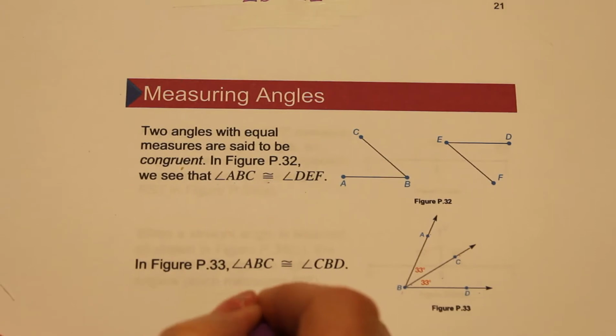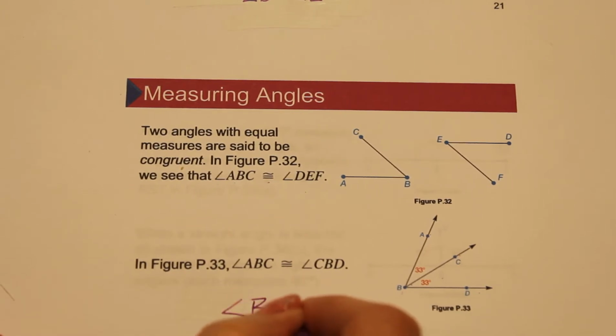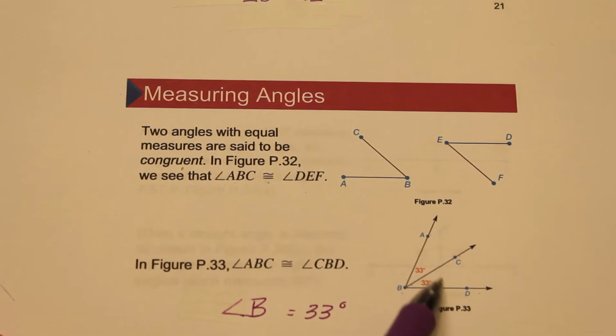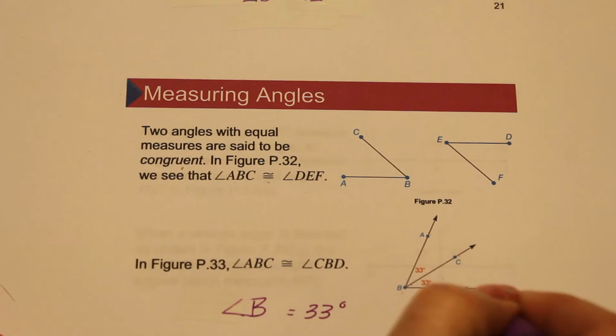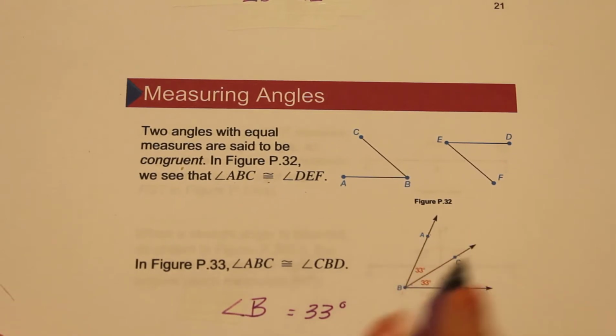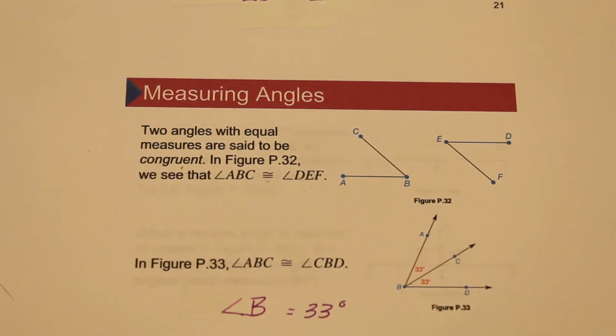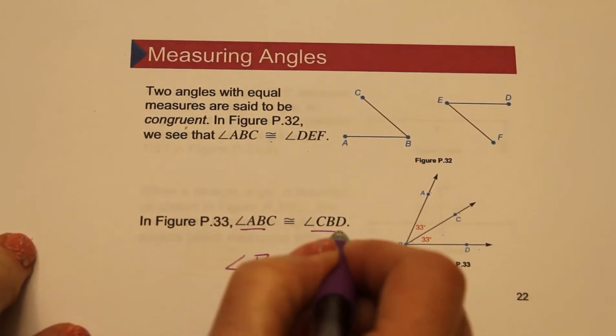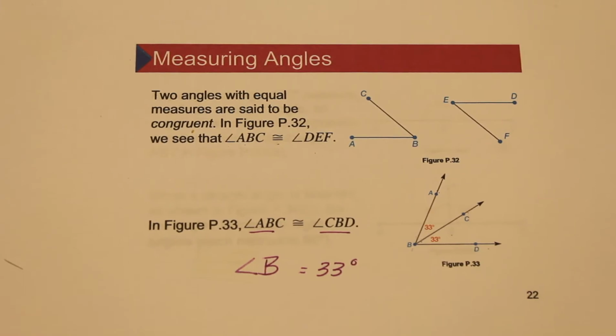Now, we would not want to say the measure of angle B is 33 degrees. That is ambiguous because we wouldn't know, did we mean this angle that has B as a vertex? Or do we mean this angle that has B as a vertex? Or how about ABD, the 66-degree angle? So in this particular case, you have to use the three-letter angle name so that there's no misunderstanding.